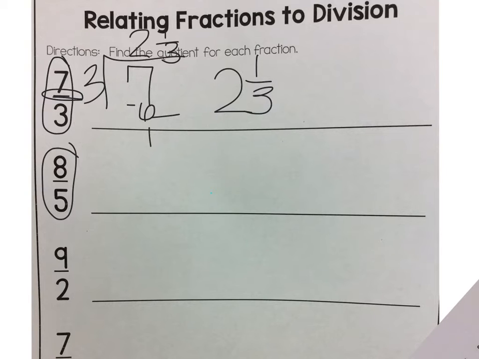So, we're going to say 8 divided by 5. How many times can 5 go into 8? 1 time. We already have a 1 from the problem above. 1 times 5 is 5. We're going to subtract. And we have a 3 left over. So what do we do with that 3? Put it over our divisor. And we have 1 3/5. Does everybody remember doing this?